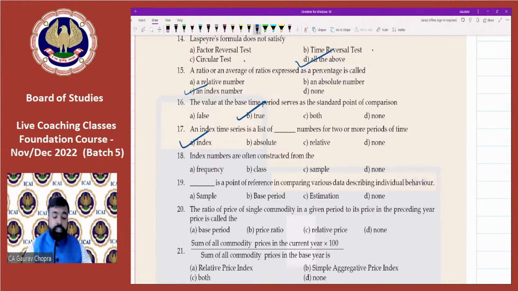Then index numbers are often constructed from samples because we have a lot of data. Now which data to pick and which data to leave? So we have to take samples. Then the base year is a point of reference in comparing various data describing individual behavior. So we use a base period for comparison.